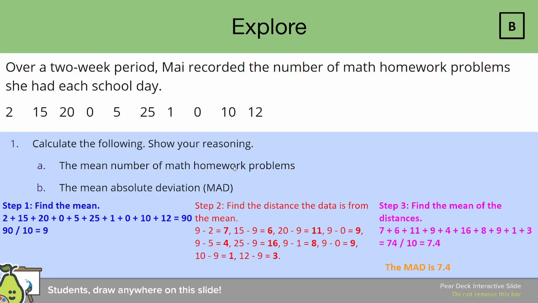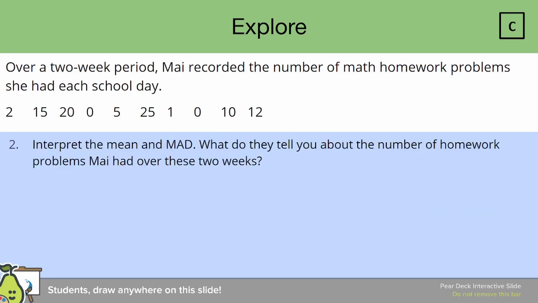With that said, let's move on. So here we have question number 2. Please pause this video and read question number 2 to yourself. What are they asking us? All right, welcome back. Let's read question number 2. It says, interpret the mean and MAD. What do they tell you about the number of homework problems May had over these 2 weeks? Go ahead, pause the video and let us know.